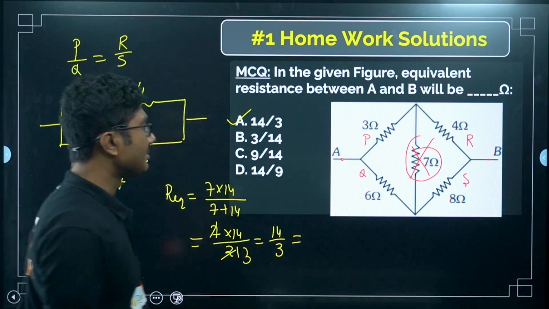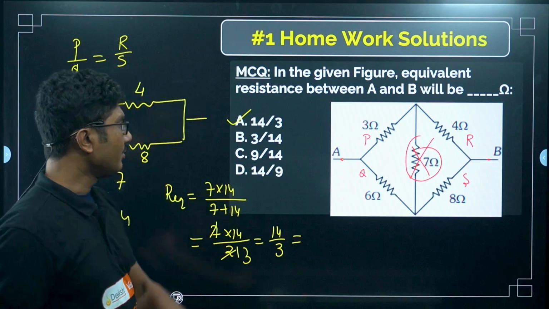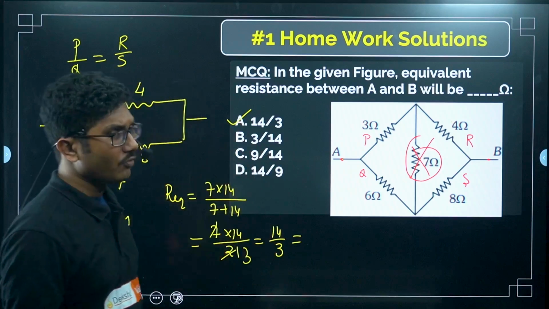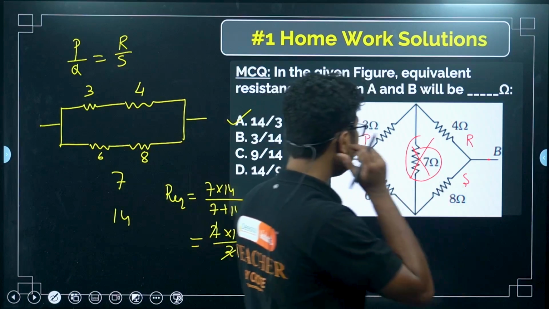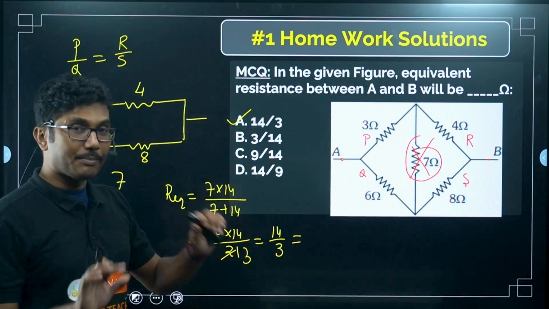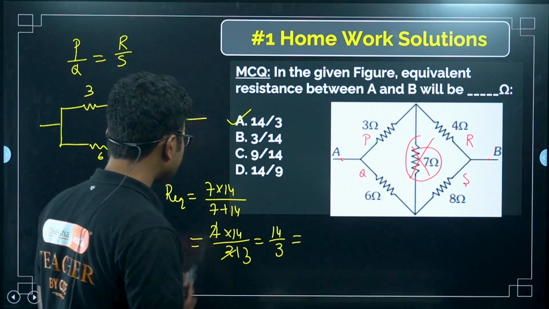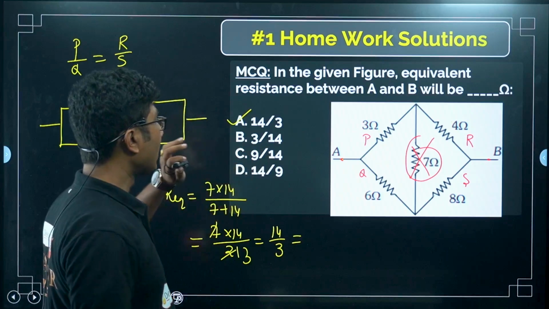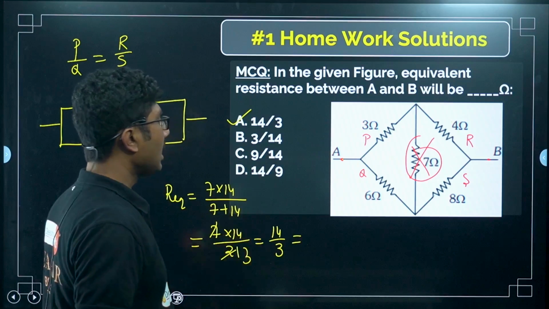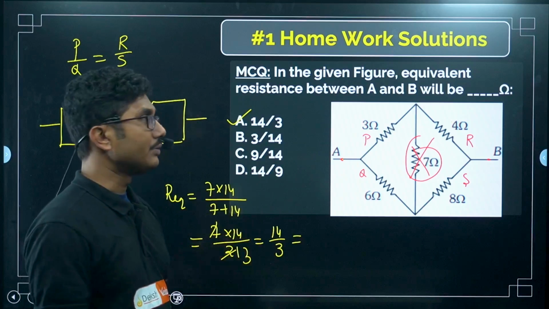They have not asked for decimal answers. They have asked what the value is, and if you calculate up to this point, 14 by 3, you are directly getting the answer. Very simple problem. This is a very common KCET question. You should be able to answer these questions without anyone's help.